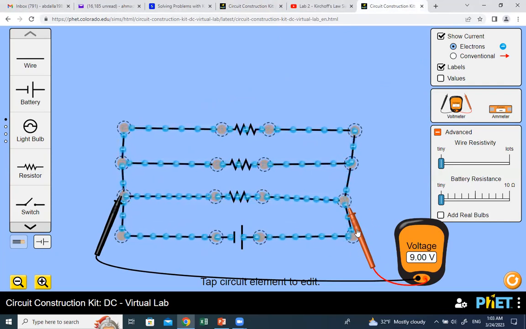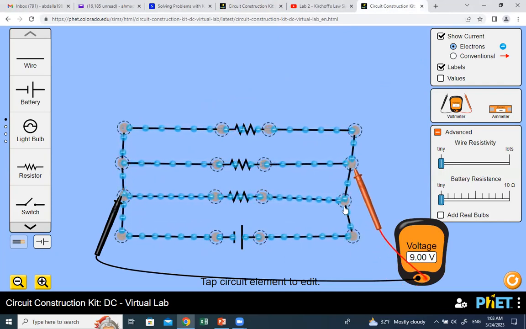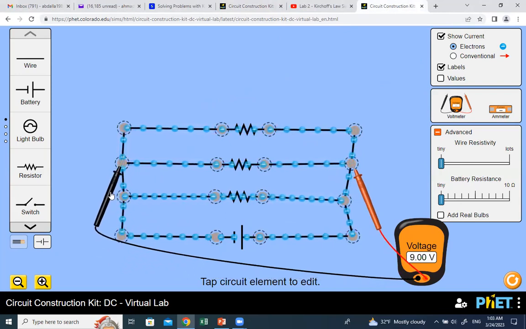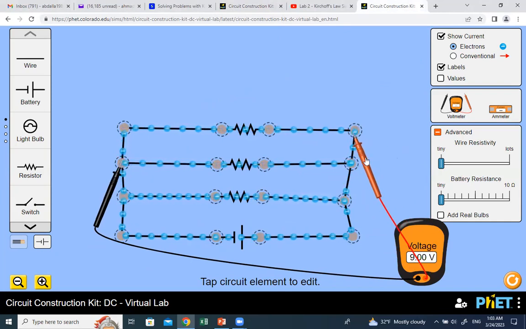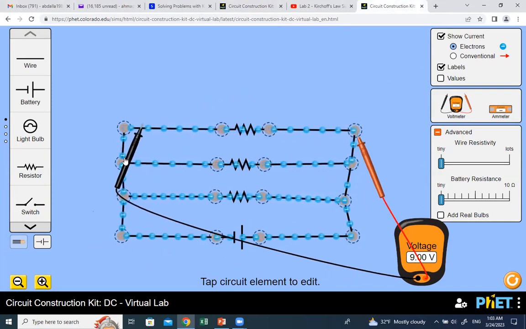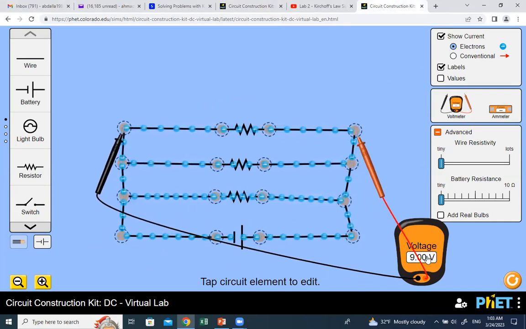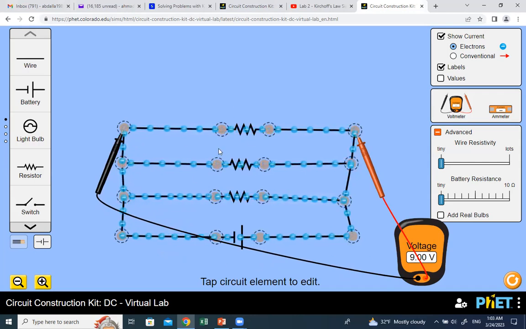It is 9 volts. If we move the voltmeter to another branch, we find it also 9 volts. If we move it to the third branch, it is also 9 volts, which means the voltage is the same everywhere in the circuit, because the voltage is constant in this parallel circuit.